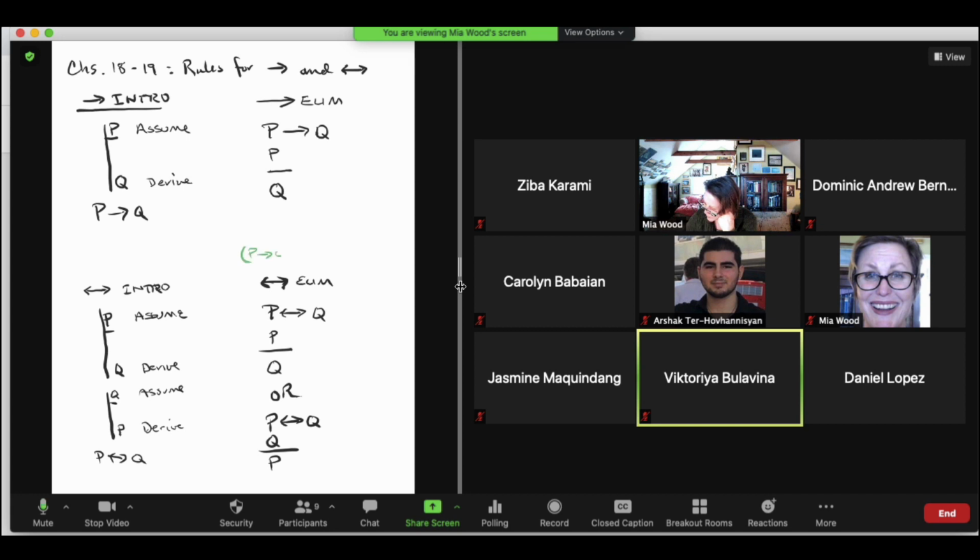P arrow Q and Q arrow P, that's equivalent to the biconditional. Hence, think about the following. When you have P arrow Q and Q arrow P, you can eliminate the conjunction, and if you happen to have Q, you can then eliminate the conditional, right, by conditional elim.